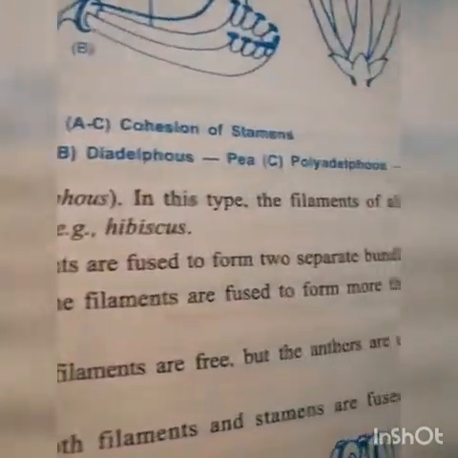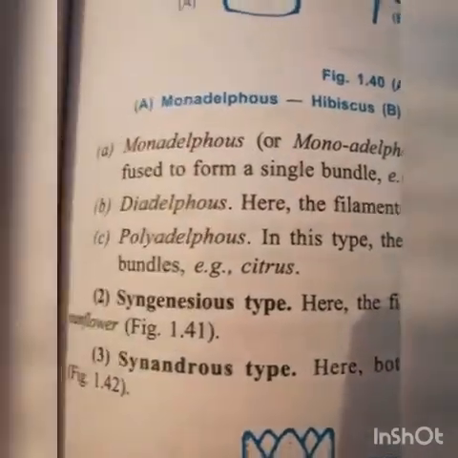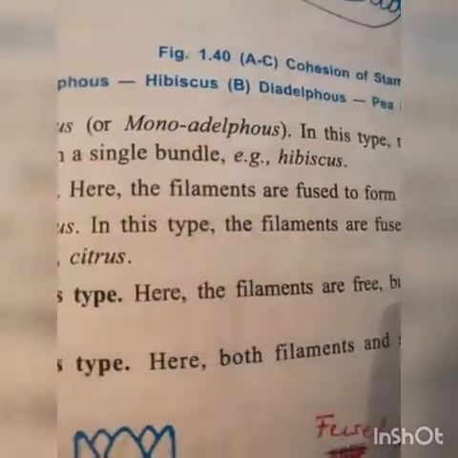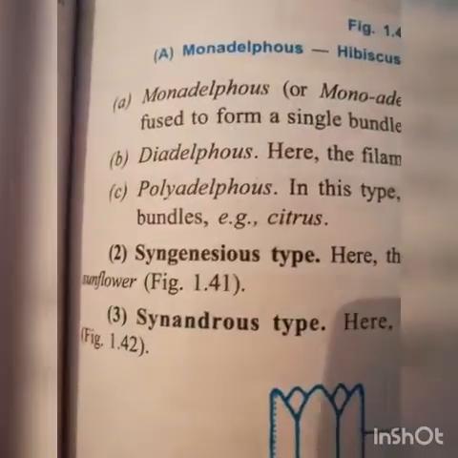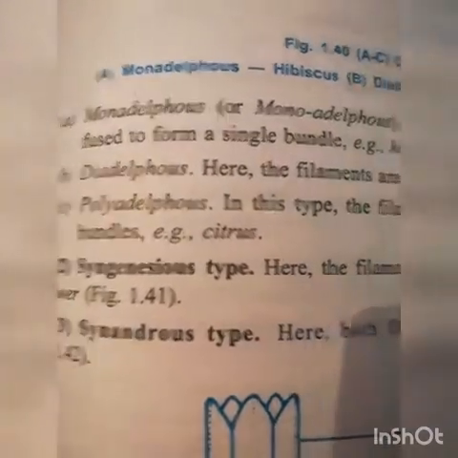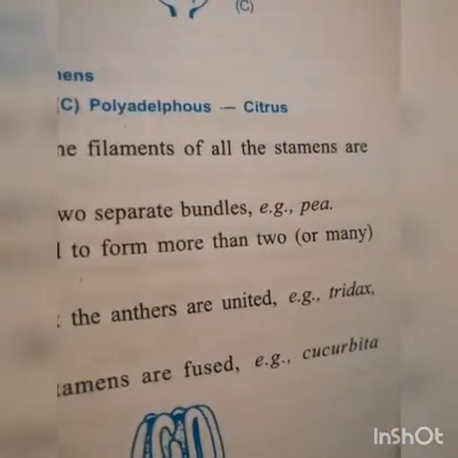Monadelphous, in this type the filaments of all the stamens are fused to form a single bundle. Example, Hibiscus rosa sinensis. Diadelphous. Here the filaments are fused to form two separate bundles. Example, green pea or Pisum sativum.